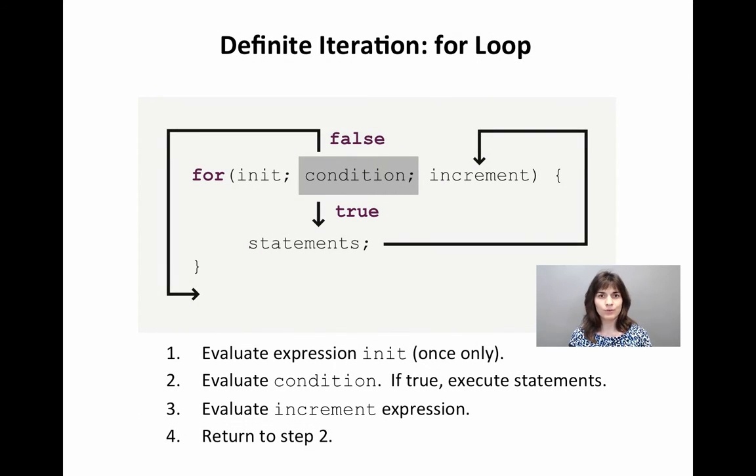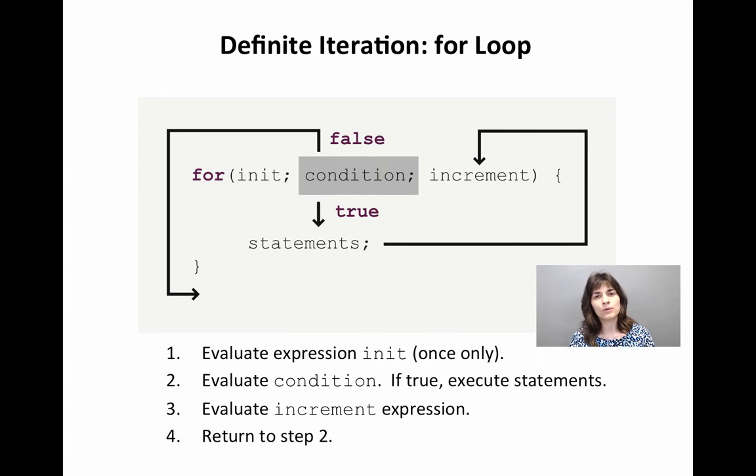The previous two repetitive constructs, the while and the do-while, are examples of indefinite iteration syntax. The for loop is a definite iteration construct. And let's pay close attention to every part of a for loop so that we understand very well how it works.